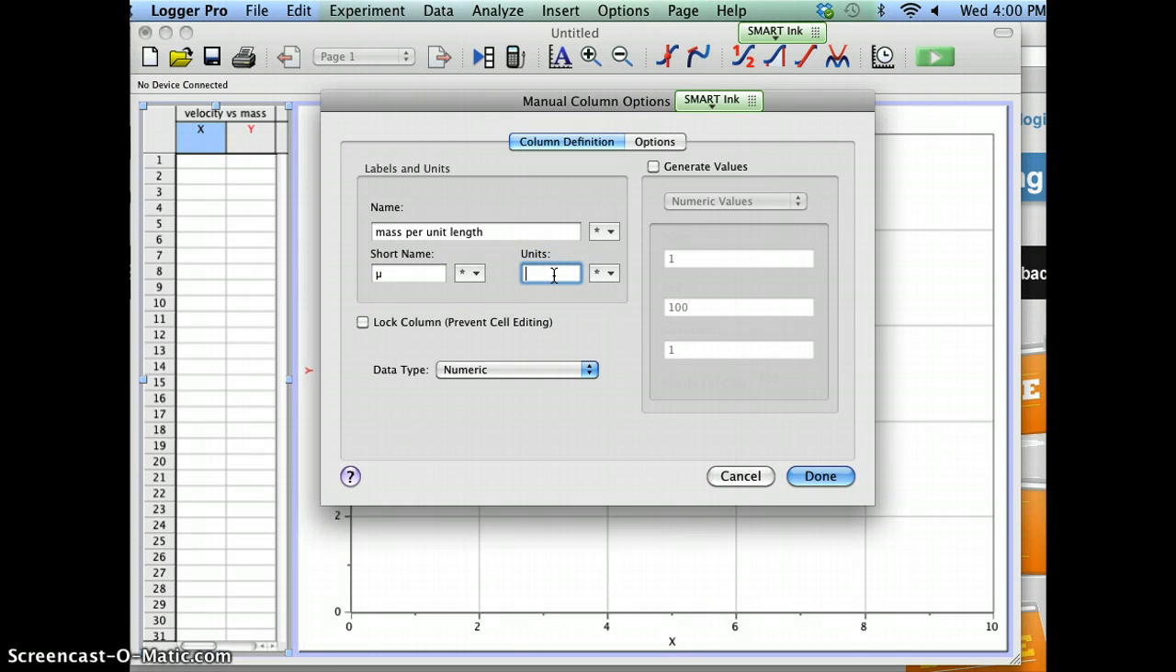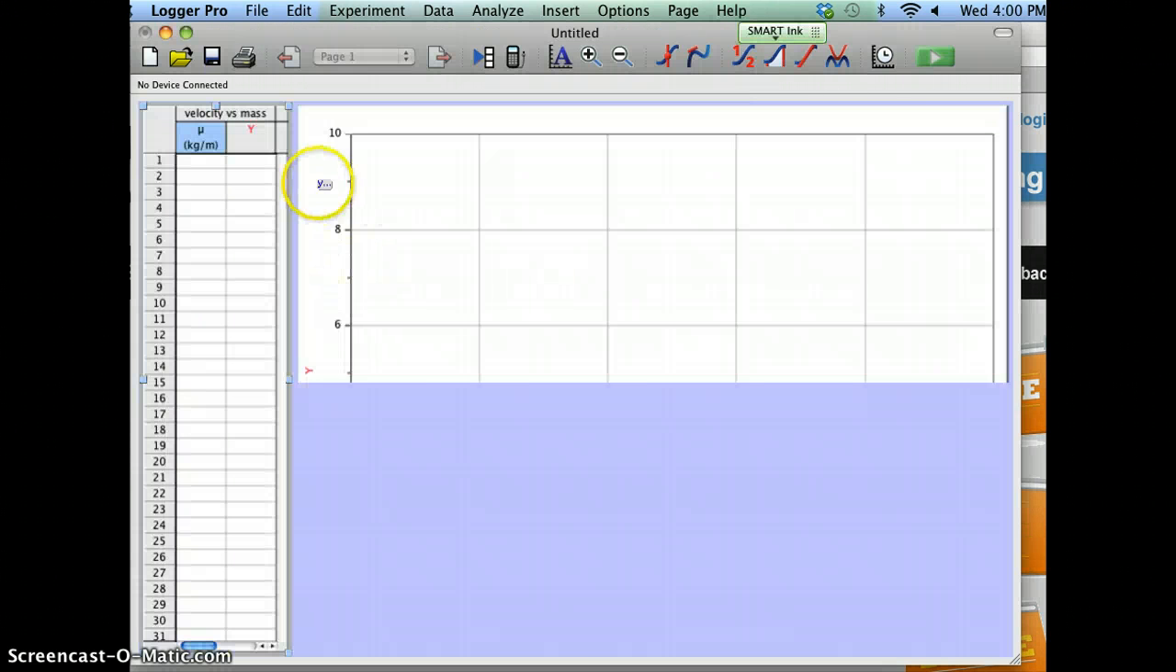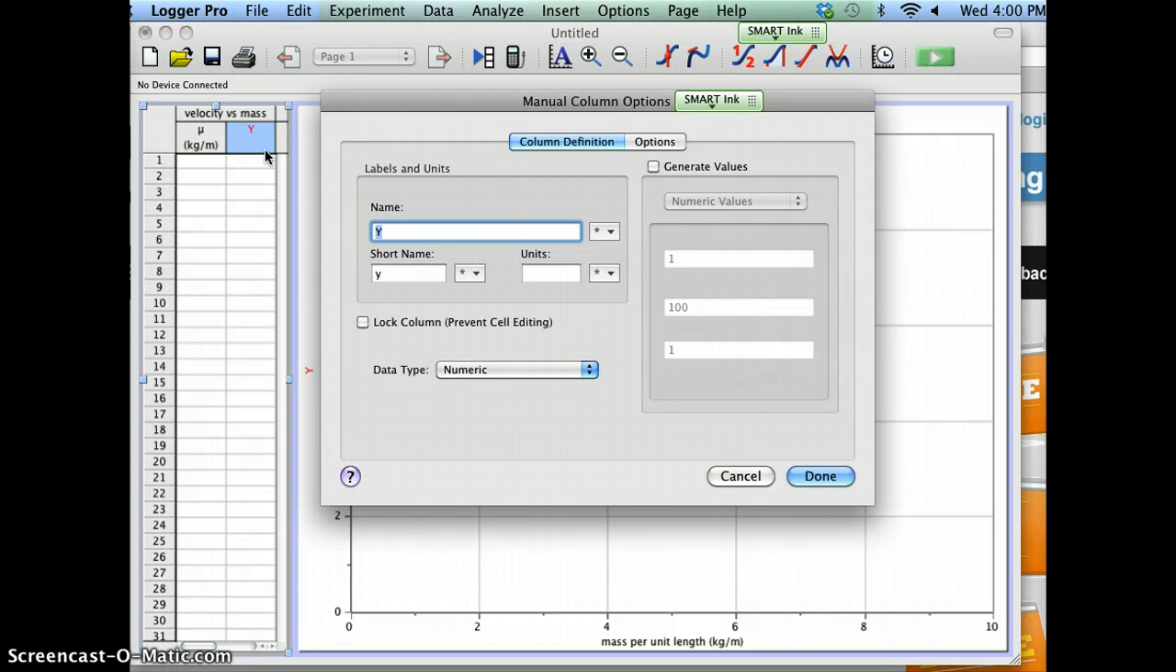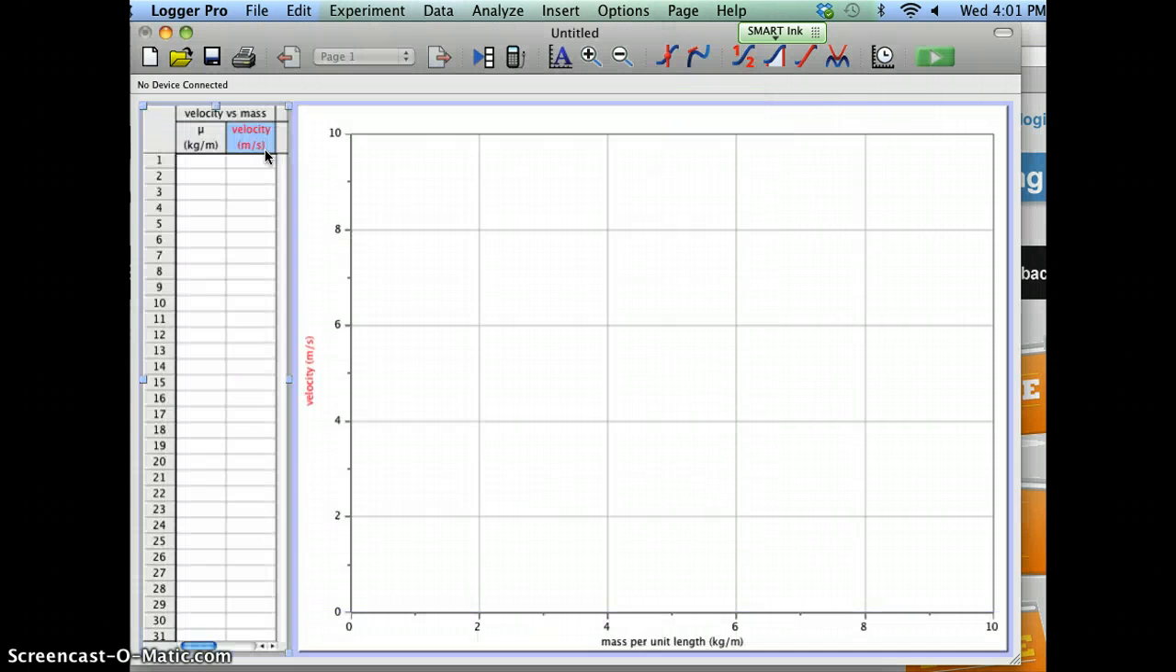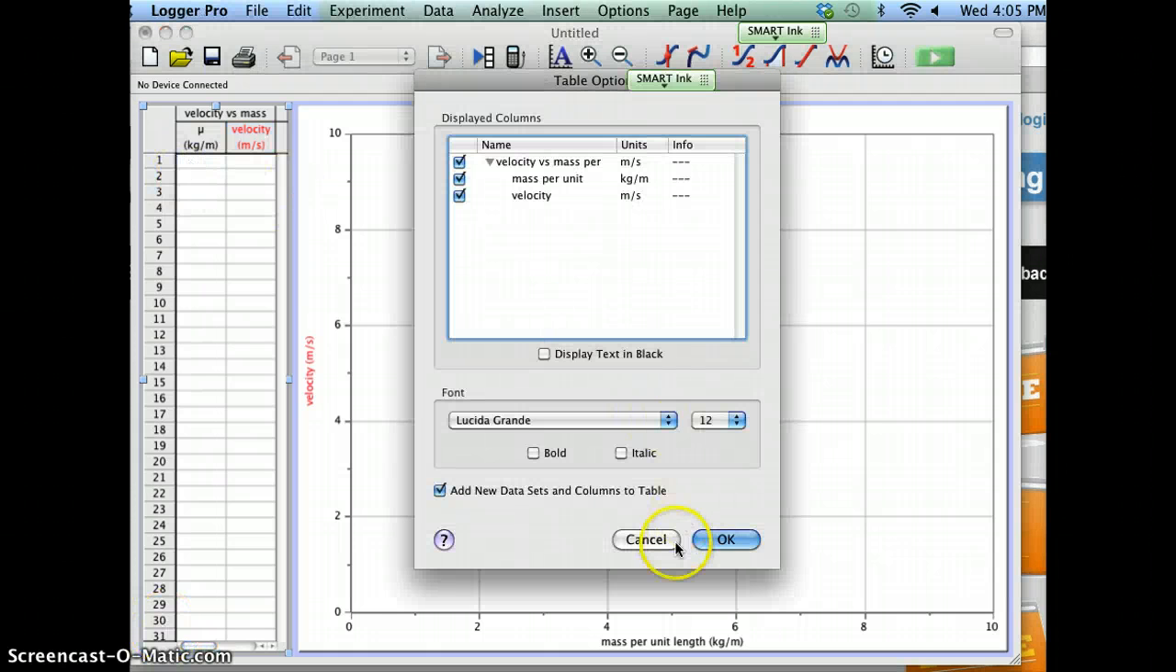And the units would be kilograms per meter. The other column is velocity. V, that's meters per second. So I'm going to put the numbers in now.